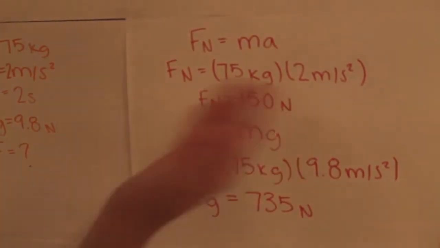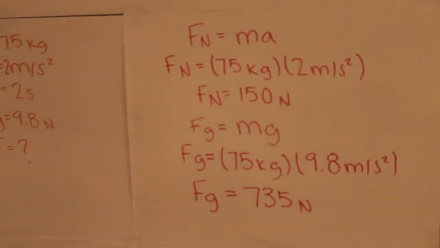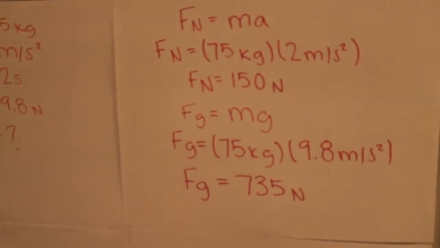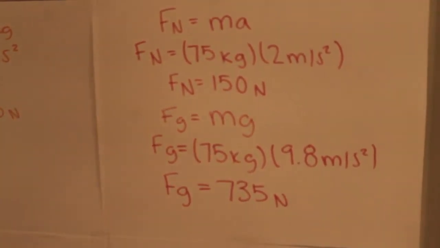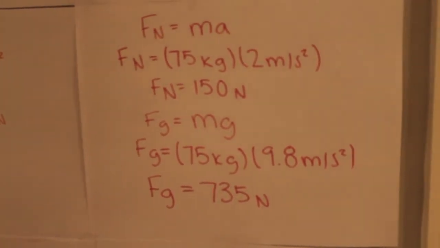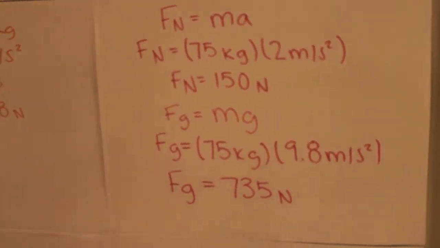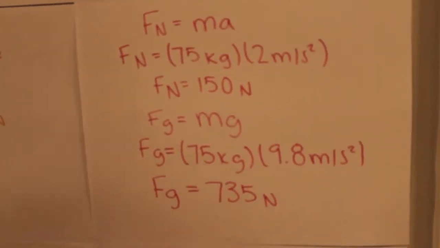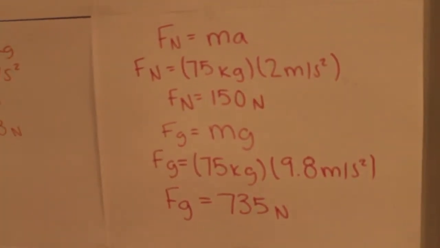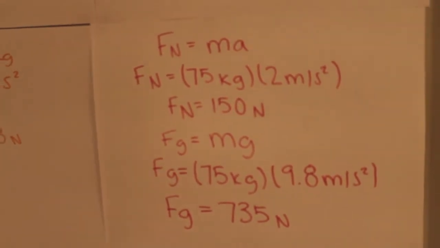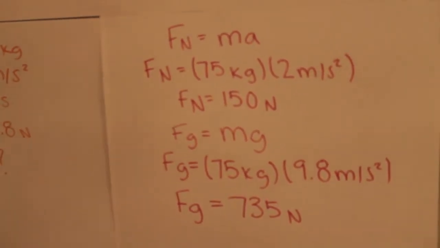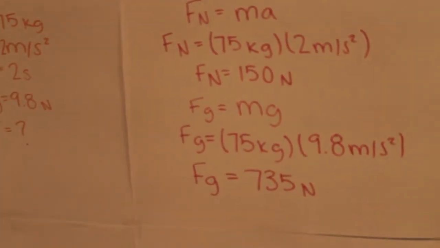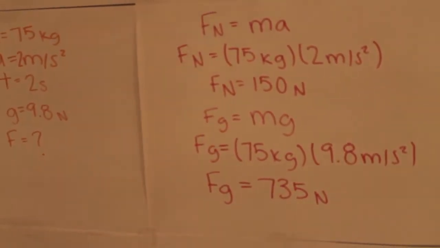Okay, to start off the problem, we're going to be using the formula Fn equals ma. Then plug in ma with 75 kilograms and 2 meters per second squared. And our result for that will be Fn equals 150 newtons. Then we're going to use the formula Fg equals mg and plug in for mg 75 kilograms and 9.8 meters per second squared to get Fg equals 735 newtons.